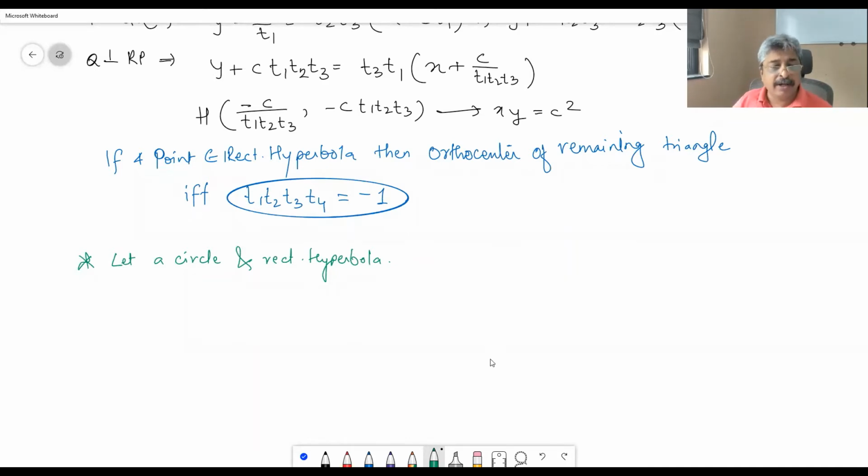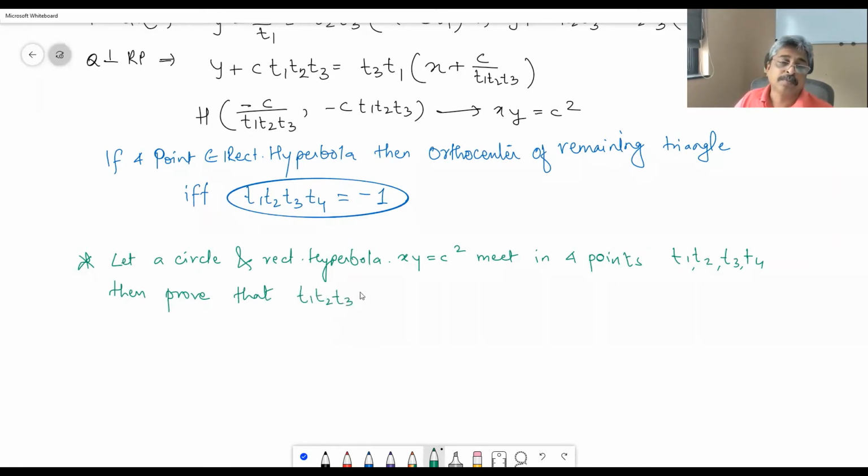If a circle and rectangular hyperbola xy is equal to c square meet in 4 points T1, T2, T3, T4, then prove that T1 T2 T3 T4 is 1.